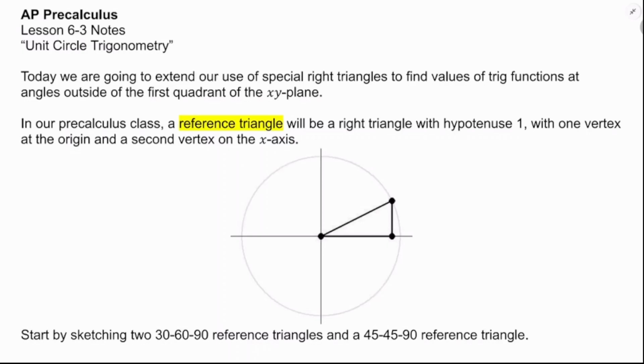Welcome back. In this video, we're going to talk more about unit circle trigonometry. So really what we're going to be doing in this video is drawing more reference triangles, finding more values of sine, cosine, tangent, secant, cosecant, and cotangent, and solving more problems that involve the intersection of a circle and the terminal ray of an angle in standard position.